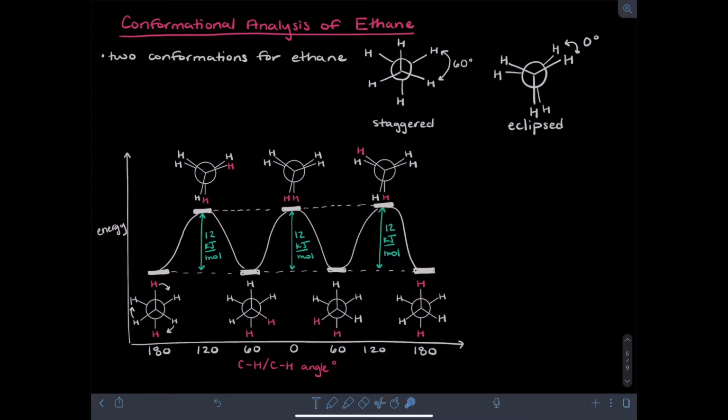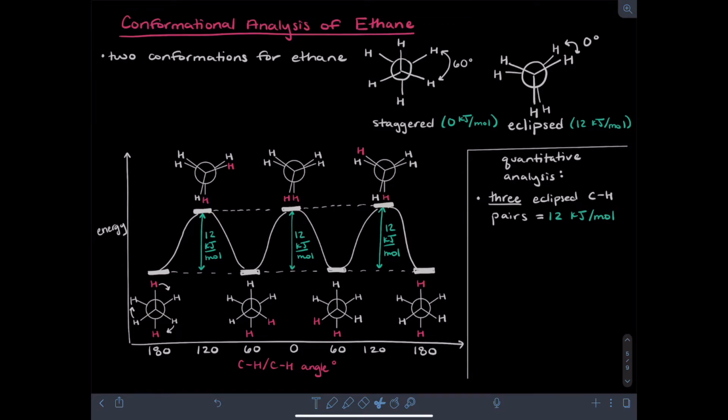What's measured experimentally is that all of my staggered conformations are the same energy, and all of my eclipsed conformations are the same energy as each other as well. However, the staggered conformations are 12 kilojoules per mole lower in energy than the eclipsed ones. I could say my staggered conformation has a relative energy of 0 kilojoules per mole, while my eclipsed conformation has a relative energy of 12 kilojoules per mole.